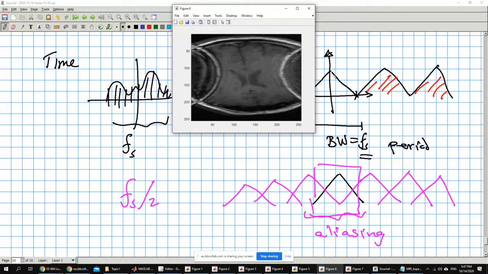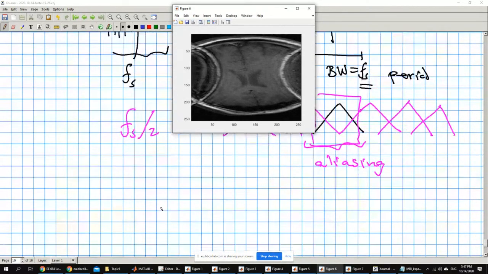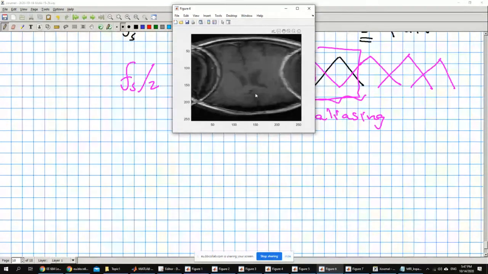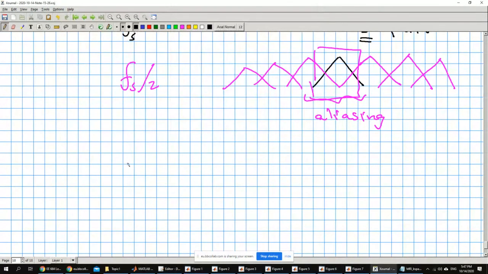Okay? So basically, this is an example of how you would simulate aliasing artifact in the original data. Undersampling is very simple. If I have an original signal, it doesn't matter if this signal is in the time domain or the frequency domain, it doesn't matter. If you have a signal that looks like this, basically.